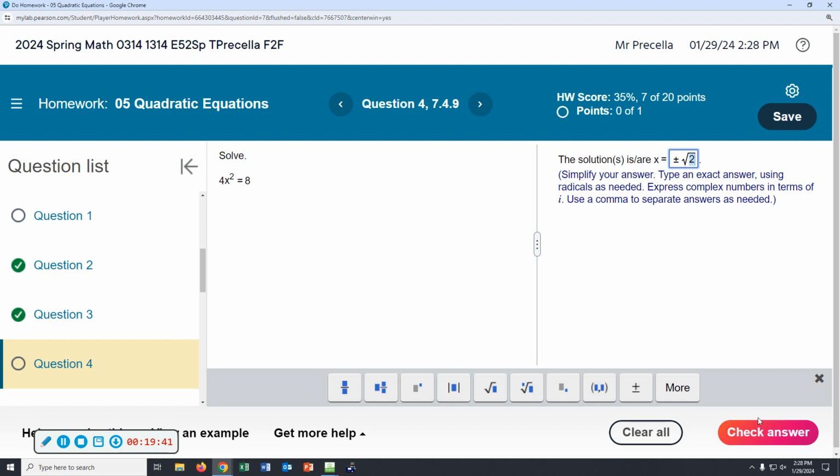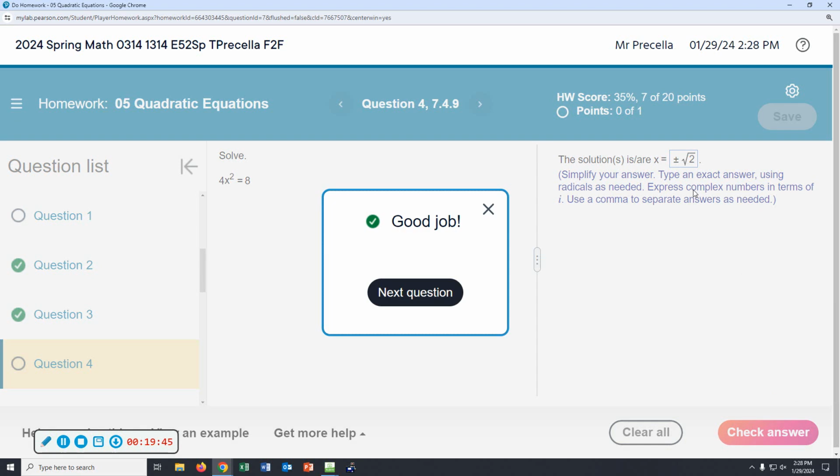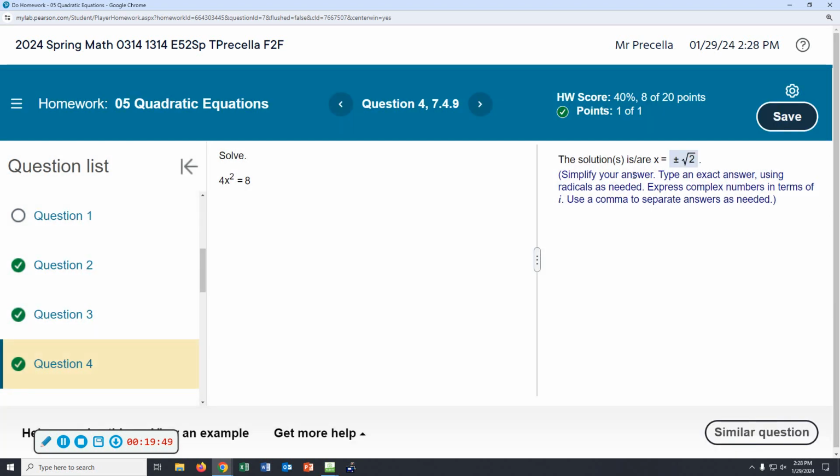When this Pearson MyLab first came into existence, it was basically all multiple choice problems, and then slowly they had to start typing in the answers as the programmers wrote more complex code.